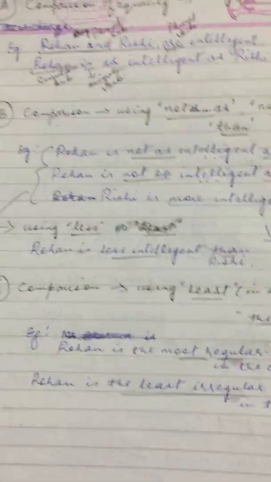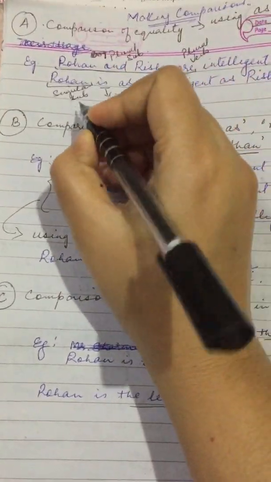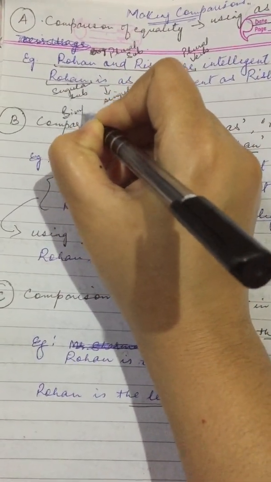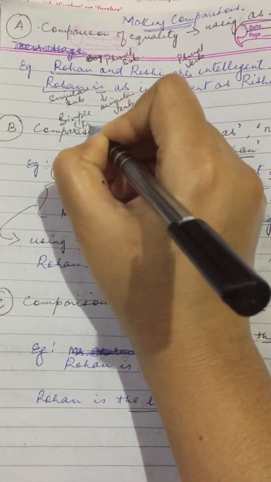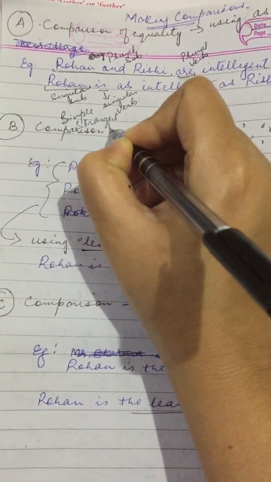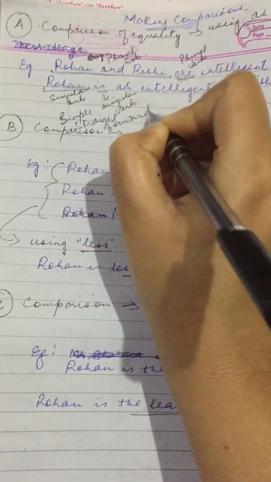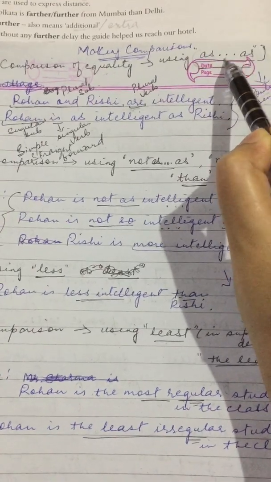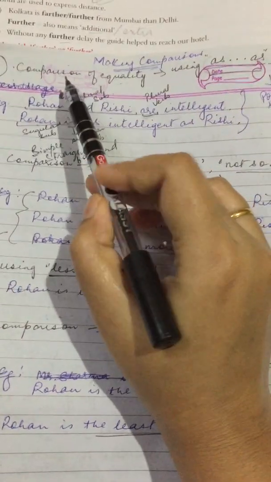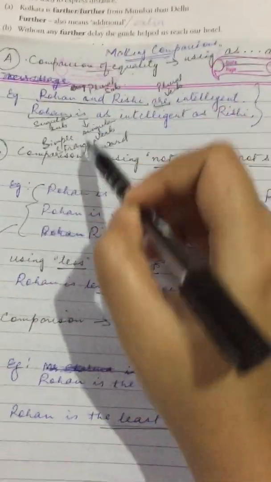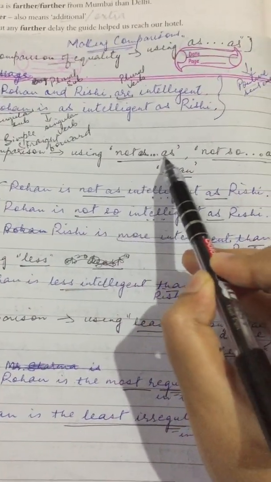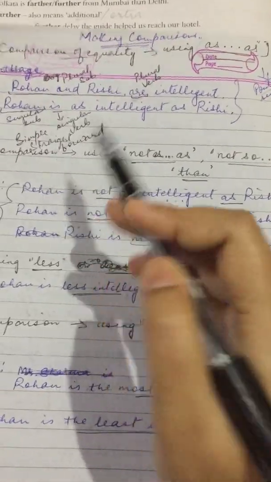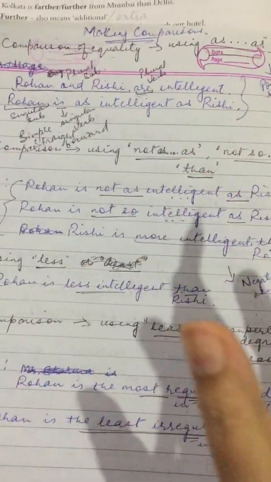Comparison. These types of comparisons are straightforward comparisons, simple comparisons. The first one, using as: these types of as words are used to show the comparison of equality. Now, using not as, not so, and than are used to show a simple, straightforward comparison.